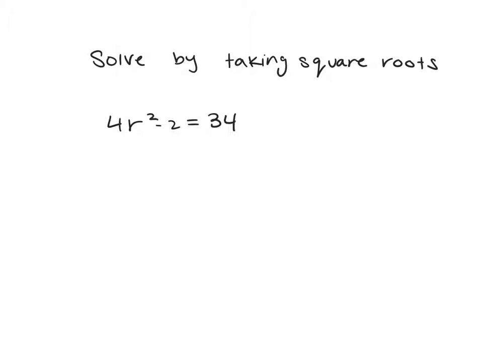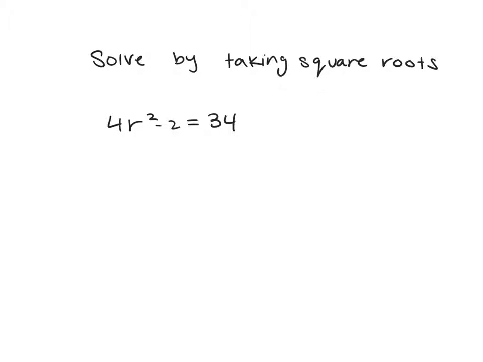Next we have solving by taking the square roots, and this is really only a good candidate when we don't have a b term. What I mean by that is there's no term in here that has just regular r. We have a term with r squared, and then we have constants, but we don't have 5r or 3r or anything like that.